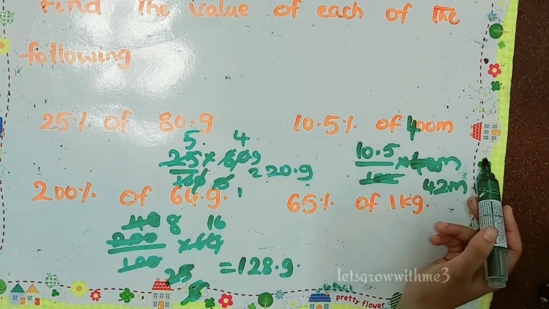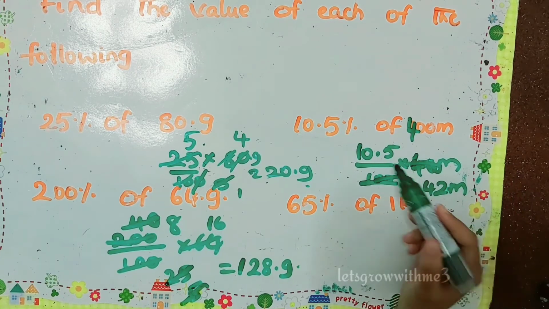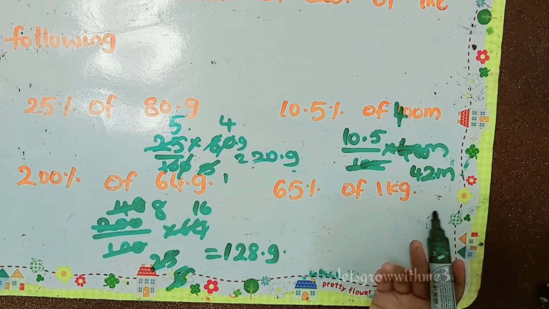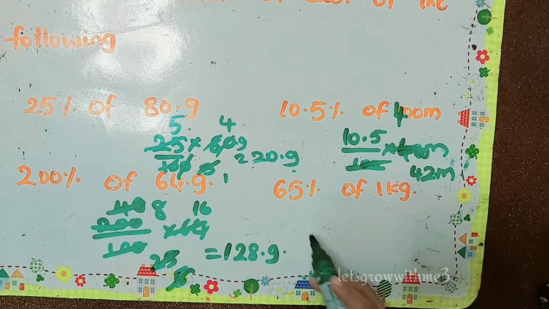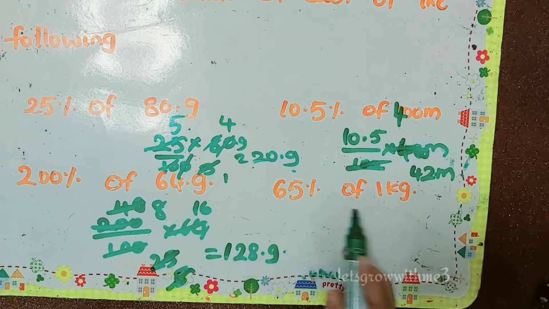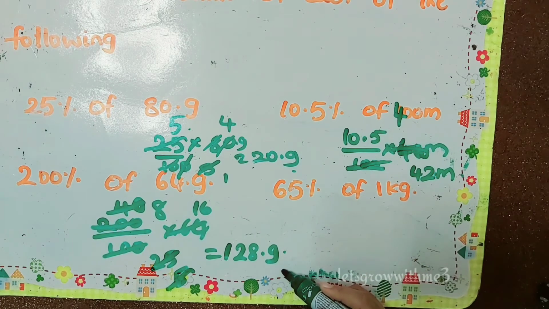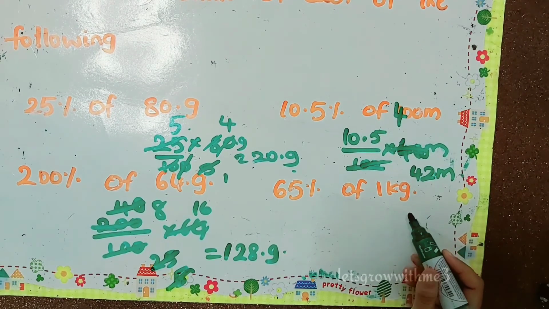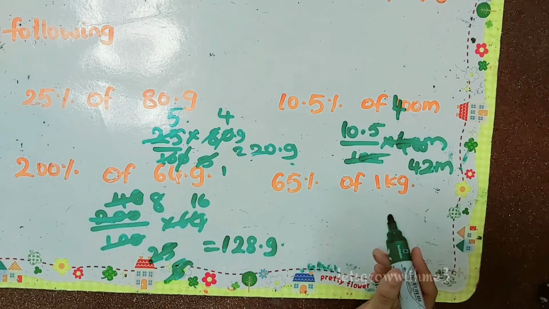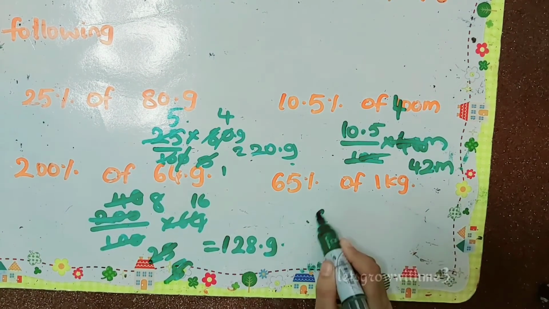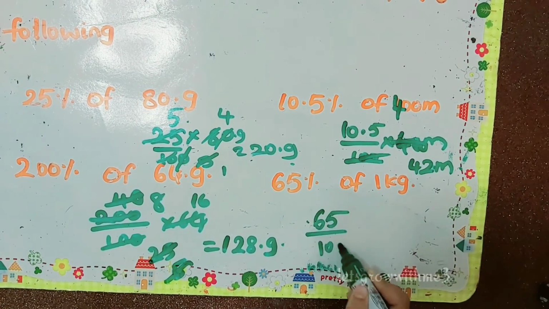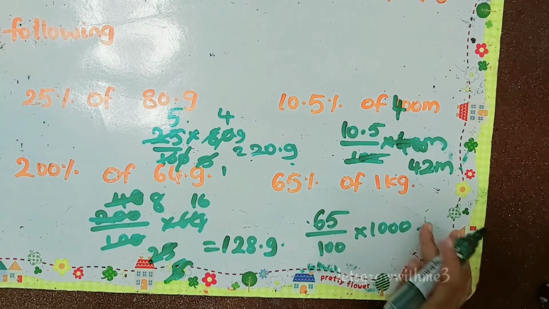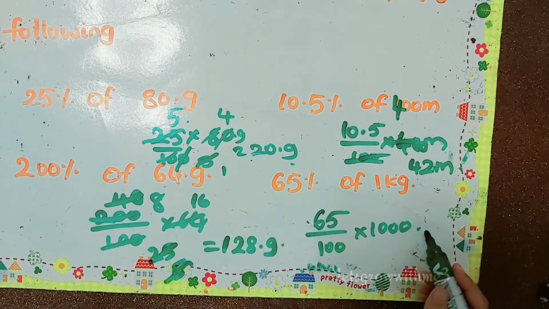Okay, next one. So 10.5 percentage of 100 meters is 10.5. 10.5 percentage of 400 meters is 42 meters. So let's see this problem: 65 percentage of 1 kg. Here actually I should have given it in grams too, but I didn't. But for example, if the whole part is measured in two different units, we need to convert into one unit. Okay, so how to calculate for this? We'll see 65 over 100 times 1000 grams.